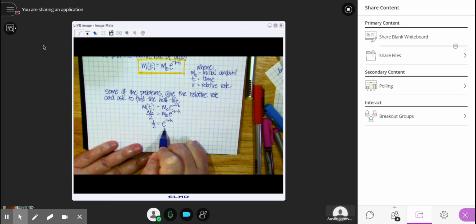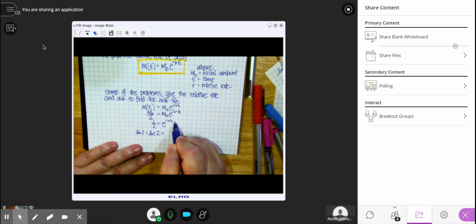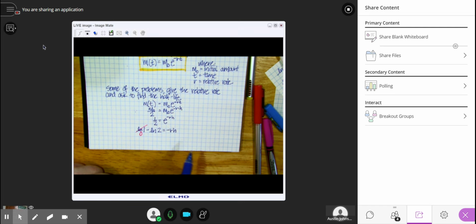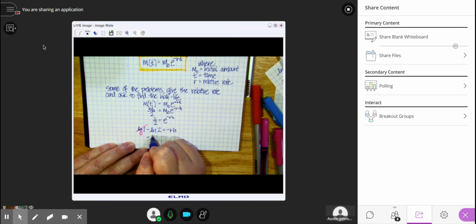Now, because I have an e here, I'm going to take the natural log of both sides, using my law of logs to simplify this. Using the law of logs here will give me ln1 minus ln2. And if I use the natural log on the right side, that negative rh can come down front, and then I'll have the natural log of e, which should just be a 1. Now, there's another piece here. Do you remember what ln1 is going to be? Yeah, the natural log of 1 is just a 0. The log of 1 in general is 0. So I'll have a negative ln2 over a negative h is equal to r.